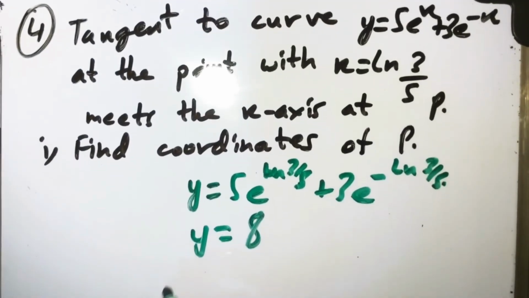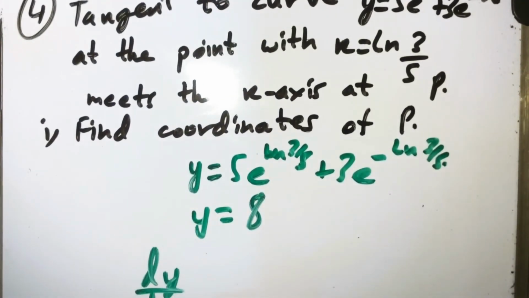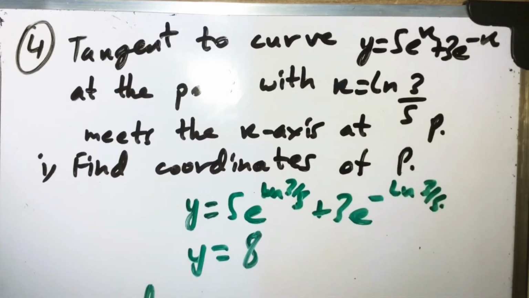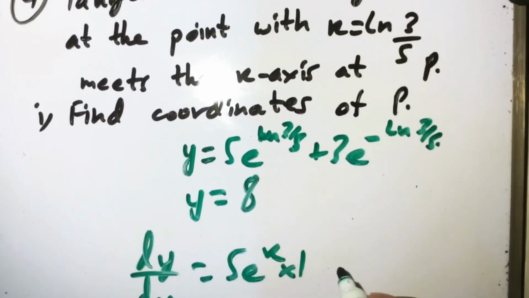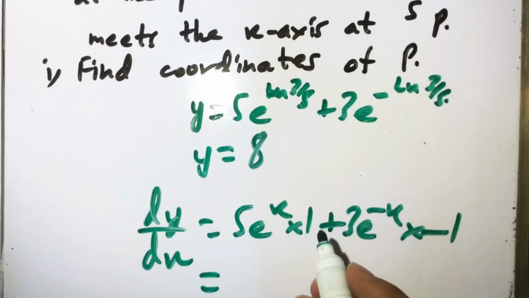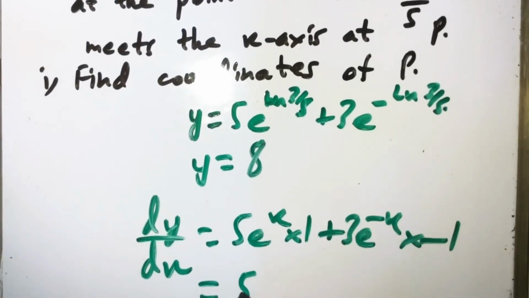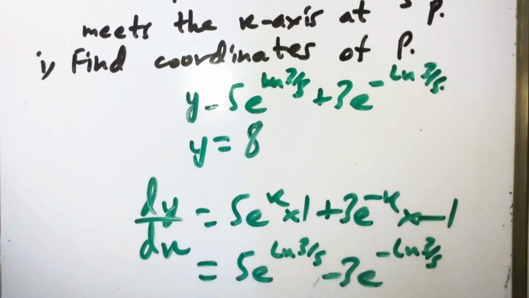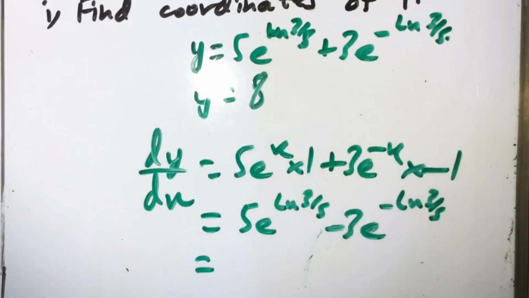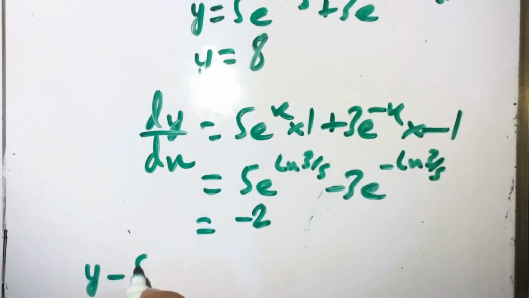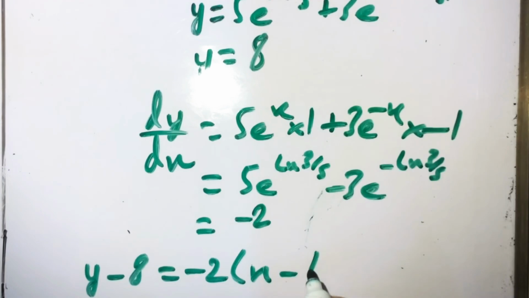Now to find the equation of the tangent, we'll need dy over dx. So for that, 5e to the power x into 1 plus 3e to the power minus x into minus 1. Substituting x over here, x is ln 3 upon 5, so 5e to the power ln 3 over 5 minus 3e to the power minus ln 3 over 5. So dy over dx is coming equals to minus 2. Now for the equation of the tangent, y minus 8 equals to minus 2 times x minus ln 3 over 5.